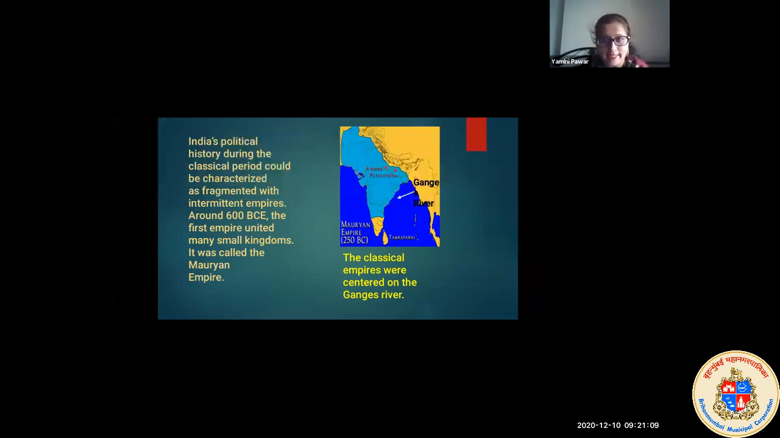Children, on the right side I have shown you a map. It shows Ayodhya, Patliputra, and the Mauryan Empire in 250 BC. The classical empires were centered on the Ganges River, where I have shown the arrow. Okay, let's look at the next slide.